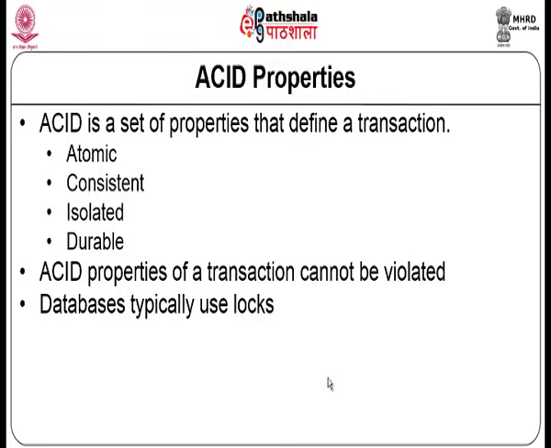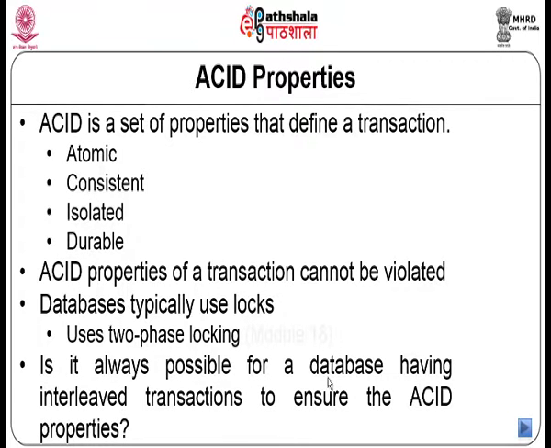If I lock one transaction and then allow the other transaction to happen only after the earlier transaction has unlocked, then there is no problem of serializability. We have seen one such very popular locking mechanism called two-phase locking, where we used one phase to acquire the locks and the other phase to release the locks, thereby ensuring that everything is perfectly done. So, the question is, is it always possible to have interleaved transactions ensuring ACID properties?